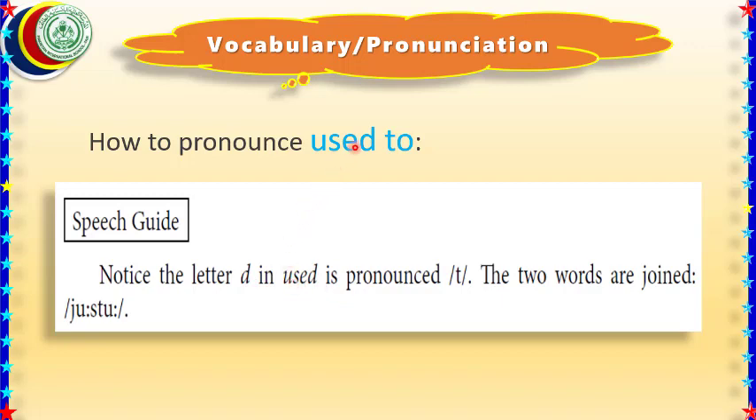When we join used with to, this D will not be pronounced. It will become "used to". We shall not read it "used to" with the D. The D will not be pronounced. It will become "used to" as it is mentioned here and written here.